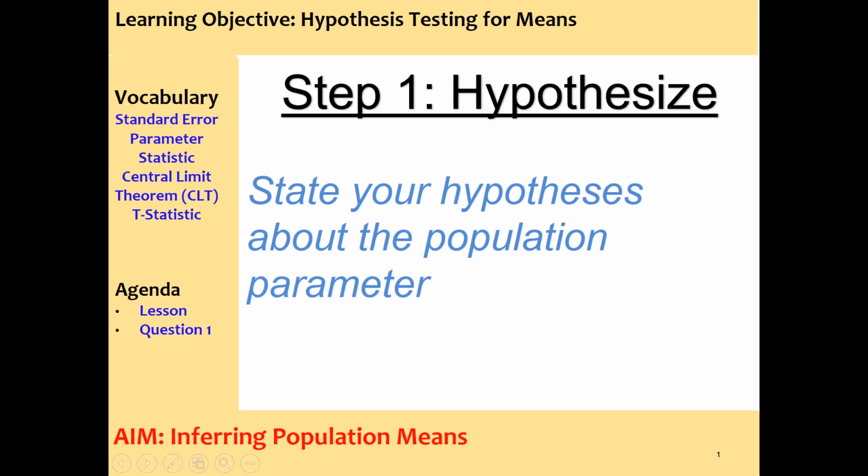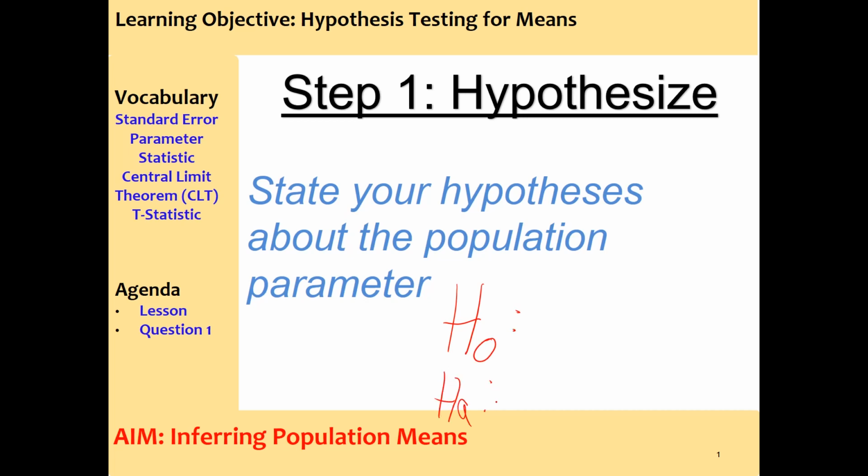Today we're going to talk about hypothesis testing using the mean. So step one is you're going to hypothesize. You're going to state your hypothesis about the population and the parameter. And as a reminder, when we do stuff like that, we use this kind of language: H naught and HA.